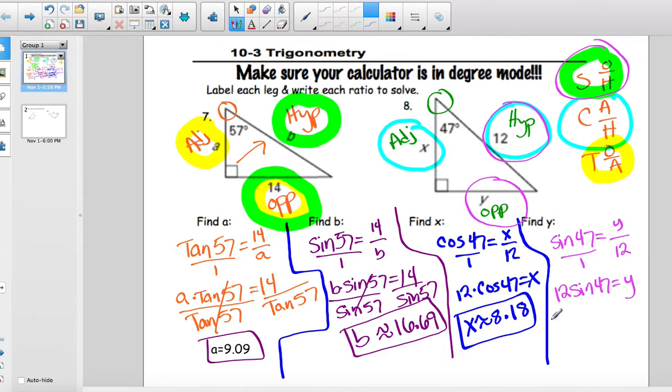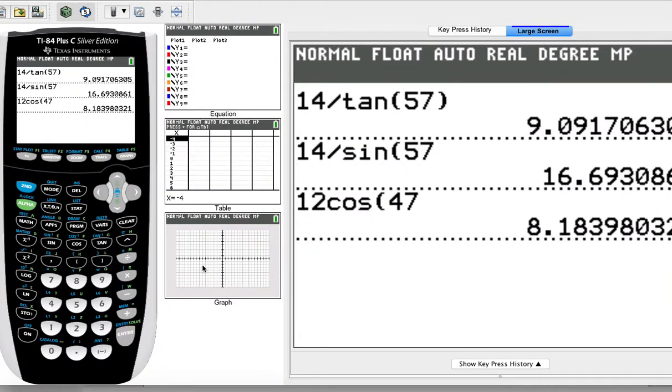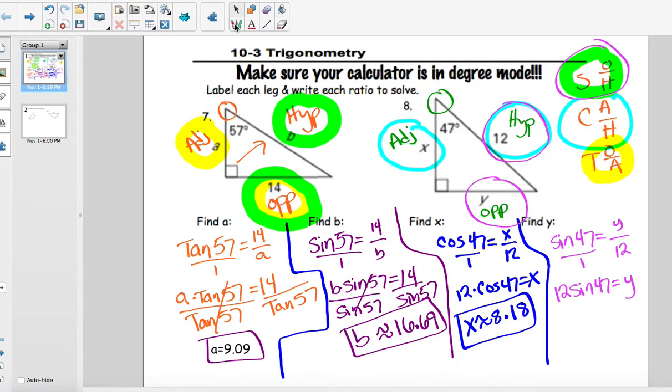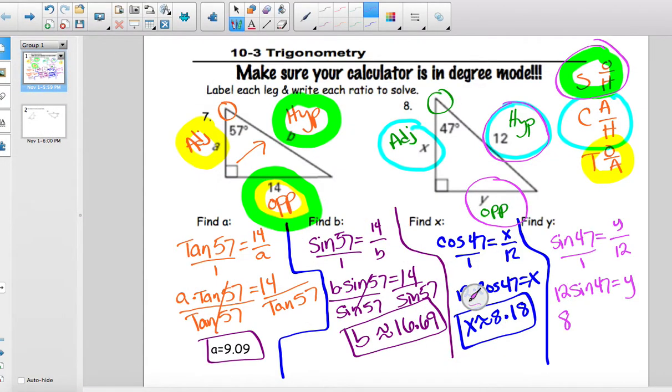Pause. Is y alone? Yes, it is. So we're going to multiply 12 times sine 47. So get my calculator back out. 12 sine 47. There we are. 8.78 is your y.